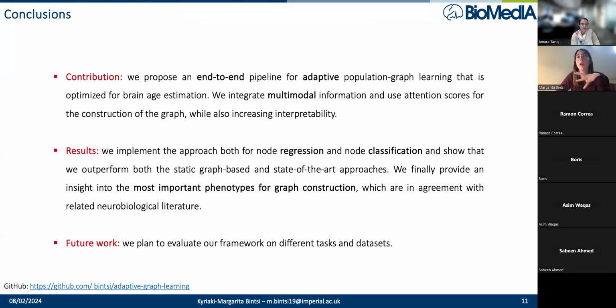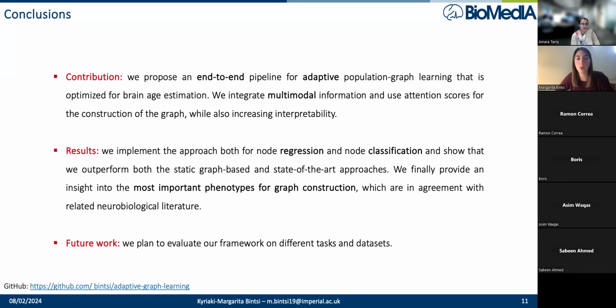We were able, using the attention scores, to provide some insights into the most important, the most relevant phenotypes for brain age and for the graph construction. And our findings were in agreement with the related neurobiological literature.